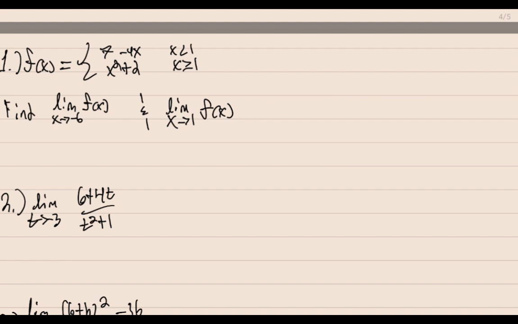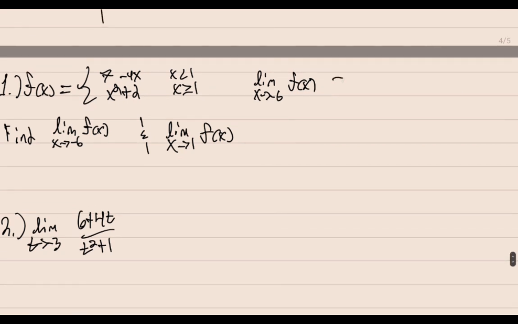So, for number 1, it says find the limit as x goes to -6 of f of x and the limit as x goes to 1 of f of x. So let's do the first one first. The limit as x goes to -6 of f of x. Let's see where -6 falls in our domain. So -6 is definitely less than 1, my bad. So we should be using this function here. Let's highlight it. And that's because -6 is less than 1.